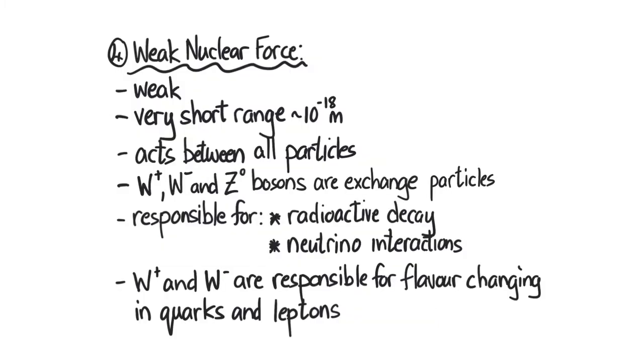The weak nuclear force is obviously weak, and it's a very short range force, approximately 10 to the minus 18 meters. Now, we have never measured the diameter of an electron, but if the electron were to have a diameter, it would be less than 10 to the minus 18 meters. It acts between all particles. The W plus, W minus, and the Z0 bosons are its exchange particles. It's responsible for radioactive decay and neutrino interactions. The W plus and the W minus are also responsible for flavor changing in quarks and leptons.